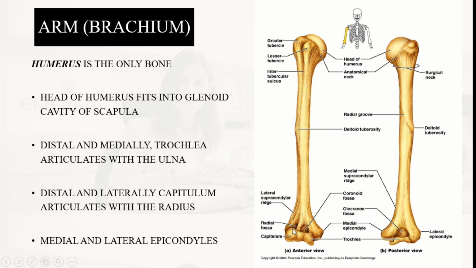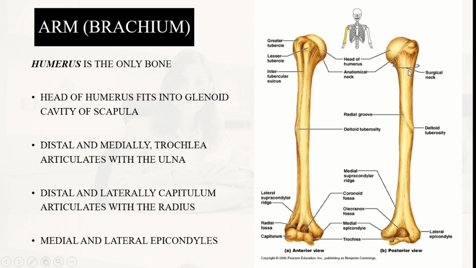You have the radial fossa, the lateral supracondylar ridge. So this is the supracondylar ridge. Okay, then the coronoid fossa, olecranon fossa this side, and these are the medial epicondyles. Okay, then the deltoid tuberosity this side, and the radial groove this side. Then this is anatomically known as the surgical neck.